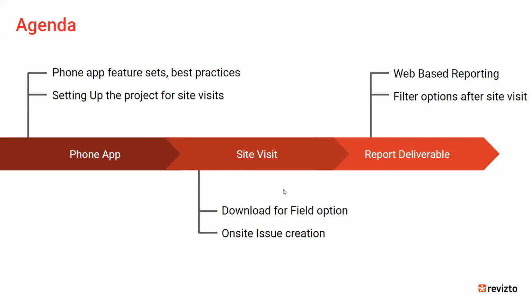I want to make sure everybody knows where to find the download for field option, how to use that, what that means, and then we'll run through a couple quick issue creation examples if you do want to use this for punch listing, site observations, things like that. And then we'll further that into, okay, we've documented some of the field conditions, but how do we get that out into a PDF deliverable? So we'll take another detour into the web workspace and talk about setting up a report and looking at some of the filter options to help drive that report.